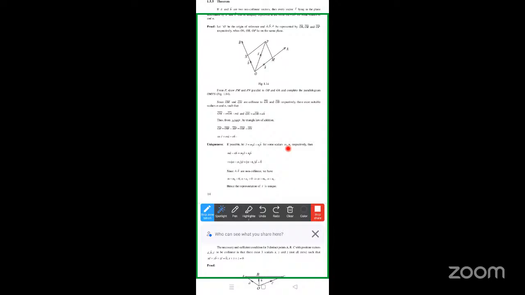For the same scalar, for some scalars m1, n1 respectively. So therefore, if the two vectors are equal, m a bar plus n b bar is equal to m1 a bar plus n1 b bar. So (m minus m1) into a bar plus (n minus n1) into b bar is equal to 0.